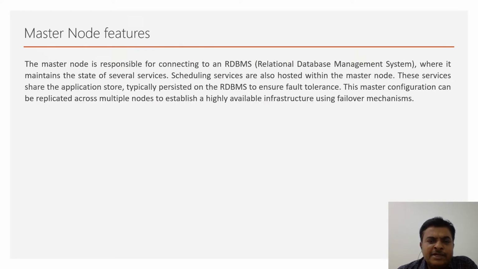Next, its features. The master node is responsible primarily for connecting to the RDBMS, that is, a relational database management system, where it maintains the state of several services. So it keeps maintaining the services that are being run on the servers, that is, in the master node. Scheduling services are also hosted on the master node itself. These services share the application store, typically persisted on the RDBMS, to ensure fault tolerance. This master configuration can be replicated across multiple nodes to establish a highly available infrastructure using a failover mechanism.